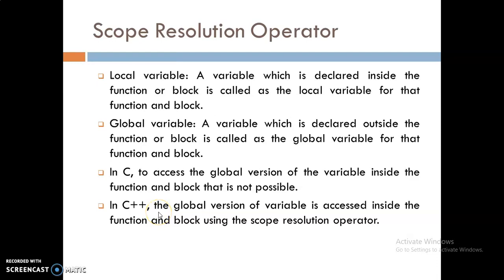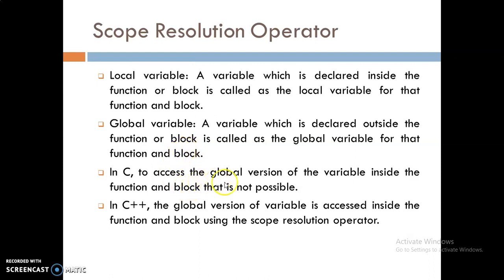When we are talking about the scope resolution operator, as the name says, we will see the scope of a variable. There are two categories: first is the local variable and another is the global variable. A variable declared inside a function or block is called a local variable for that function or block, and a variable declared outside the function or block is called a global variable as well as a class variable.